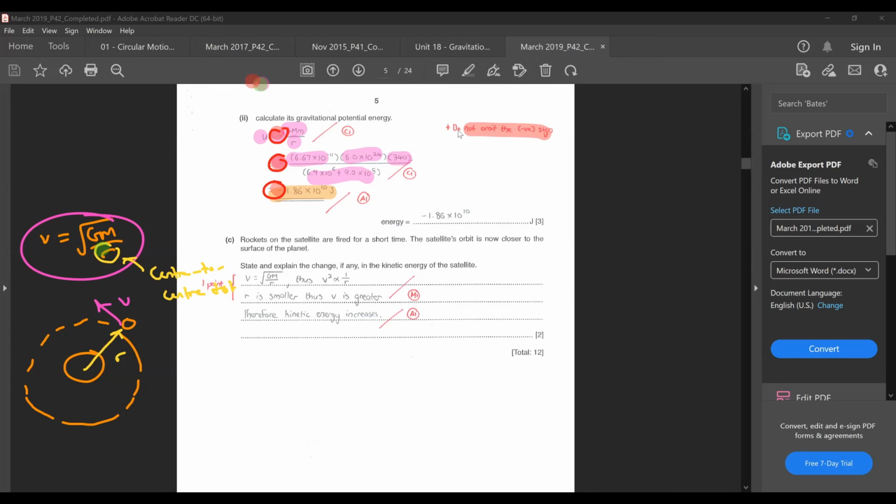For part C, rockets on the satellite are fired for a short time. The satellite's orbit is now closer to the surface of the planet. State and explain the change, if any, in the kinetic energy of your satellite. What happens to the KE now?